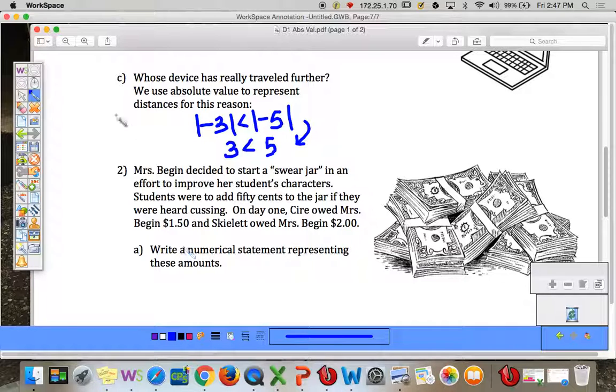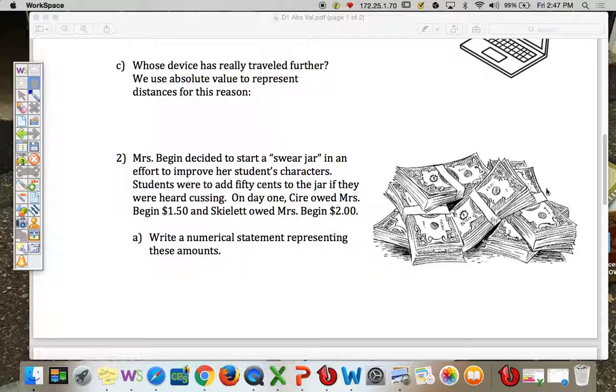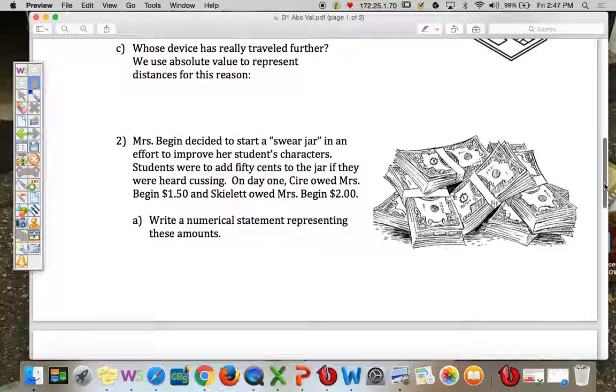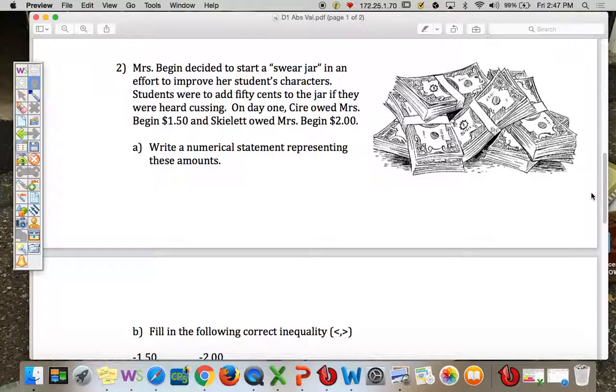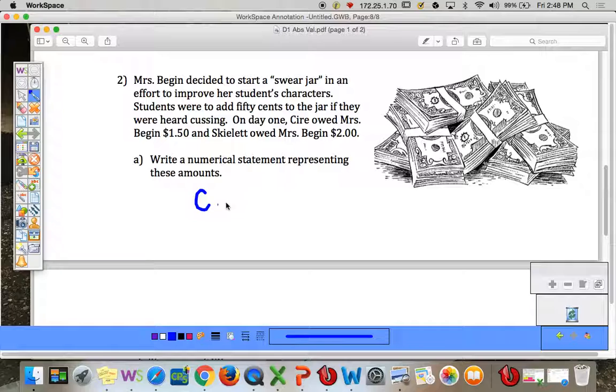All right, let's look at number 2. Mrs. Bajan decided to start a swear jar in an effort to improve her students' characters. Students were asked to add 50 cents to the jar if they were heard cussing. One day, Kyrie owed Mrs. Bajan $1.50, and Skylar owed Mrs. Bajan $2. Write a numerical statement representing these amounts. So Kyrie was down $1.50, so he was out $1.50. And Skylar, she was out $2.